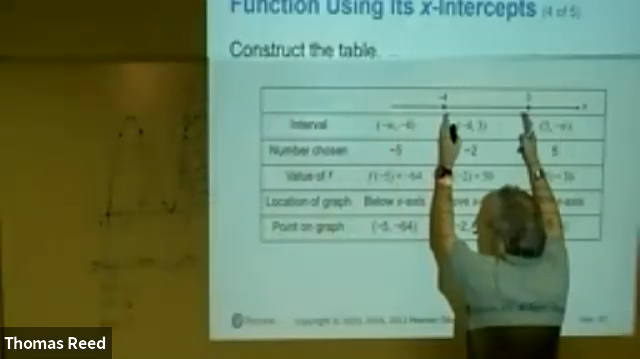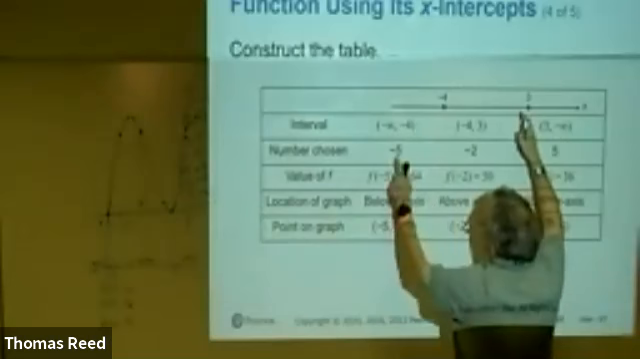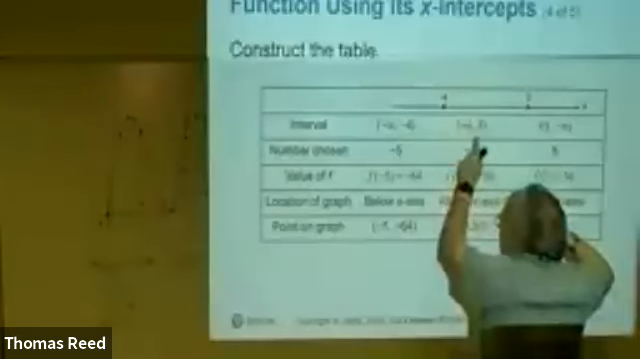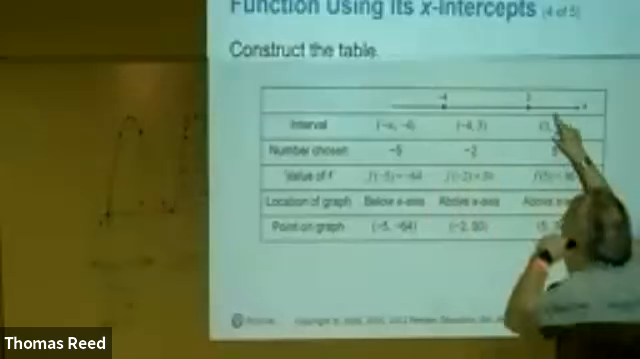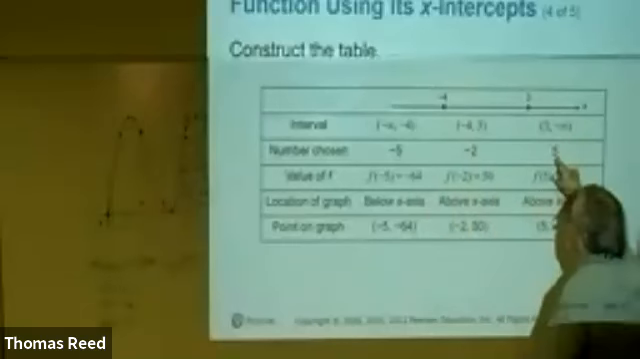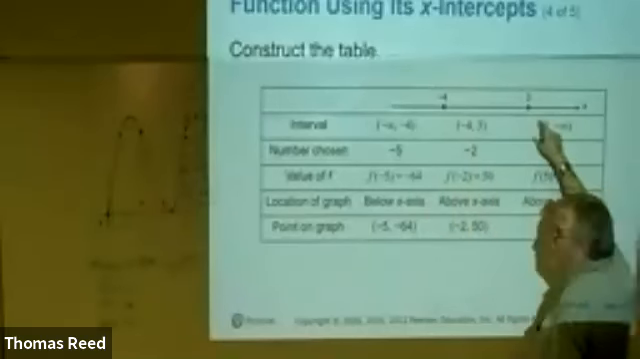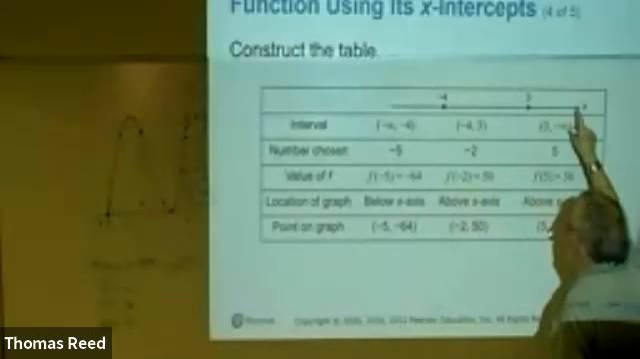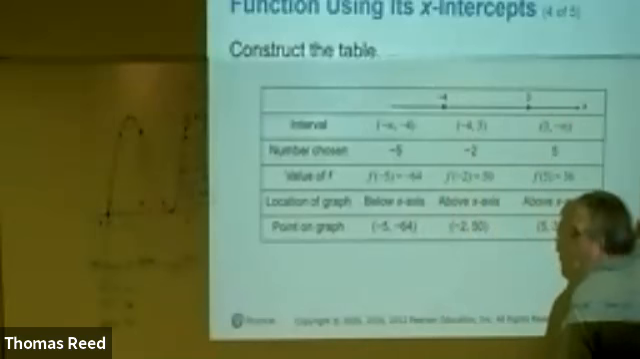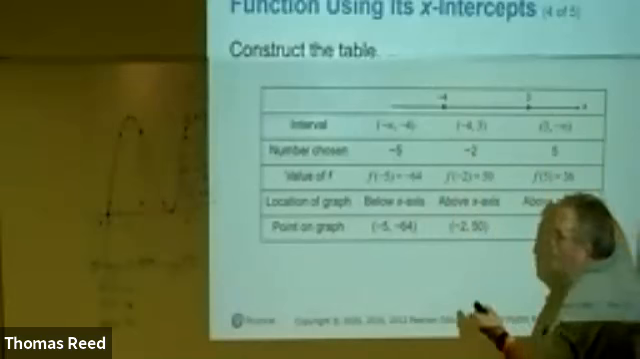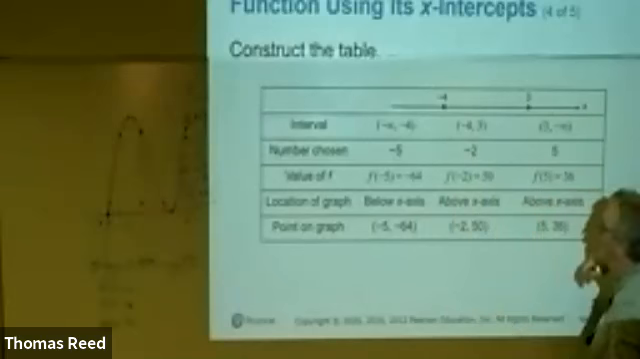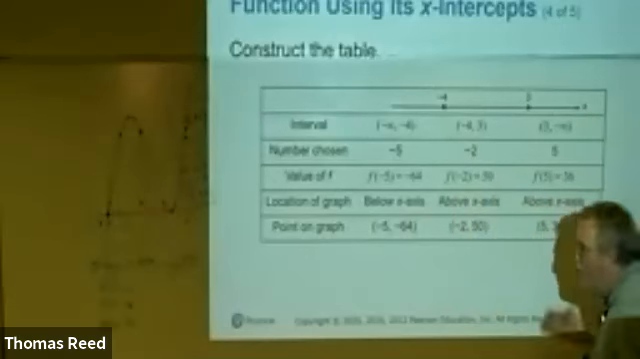And they picked a number in this interval, -5. They picked a number in this interval, -2. And they picked a number in this interval, which is 5. They could have chosen 4. They could have chosen 6. They could have chosen 10,000. But you want to pick something close to the x-intercept that shows you what's happening.